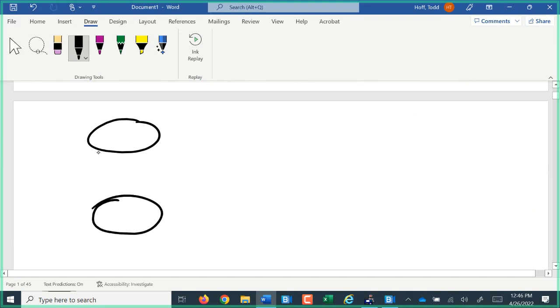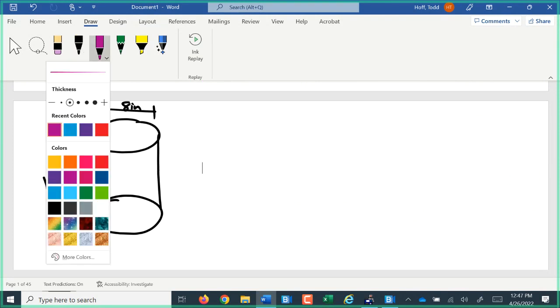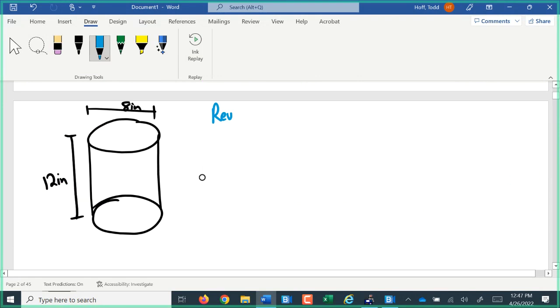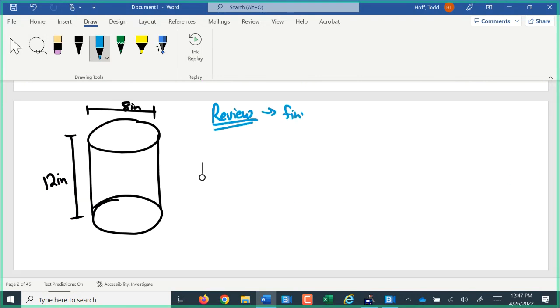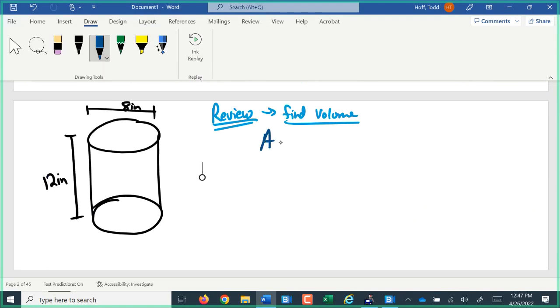A cylinder. Let's say that this is 8 inches across and 12 inches high. Just for a review, let's find its volume. The first step in finding the volume is actually the same as the first step in finding the area. It's to find the area of the base.